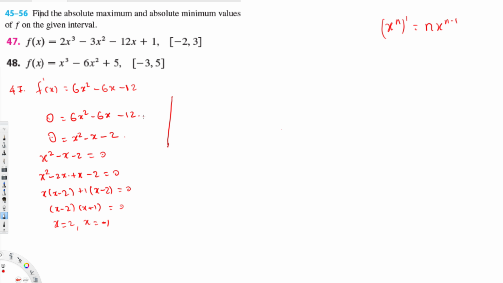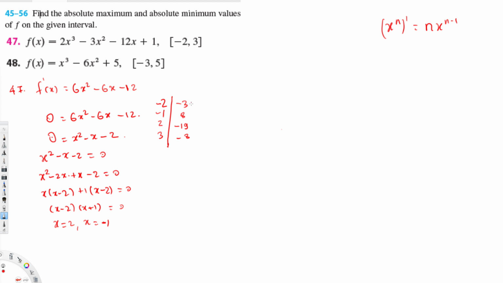I would like to order them from minimum to maximum. The lowest value is minus 2, so I list that one first: minus 2, minus 1, then 2, then 3. If I plug the value minus 2 into this equation, I will get minus 3. If I plug in minus 1, I will get plus 8. If I plug in 2, I will get minus 19. And if I plug in 3, I will get minus 8.